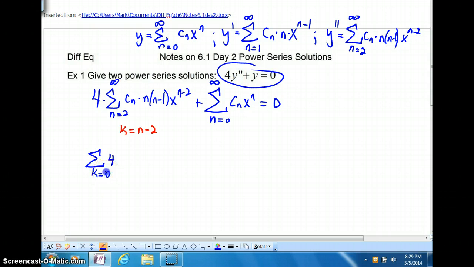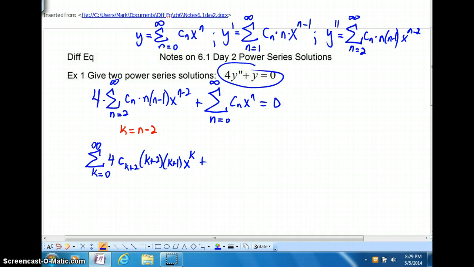So I'll have k equals 0, and we'll still be going up towards infinity. If k is equal to n minus 2, n is equal to k plus 2. So I'll have c sub k plus 2. My n here would be k plus 2, and n minus 1 would be k plus 1. You could even go to this statement in red, add a 1 to both sides, and see that. Notice that my power of x, which was n minus 2, I'm calling that k.